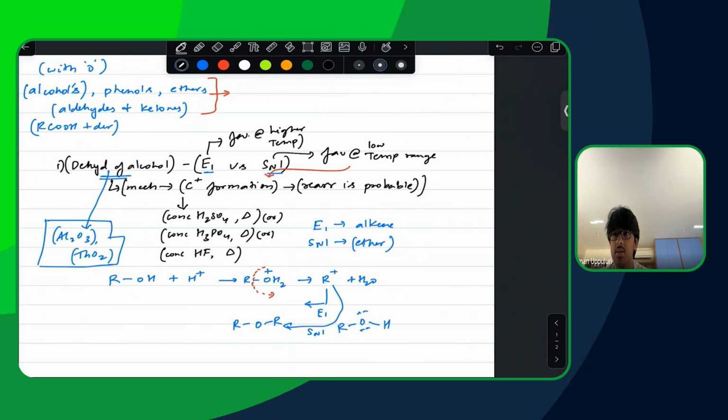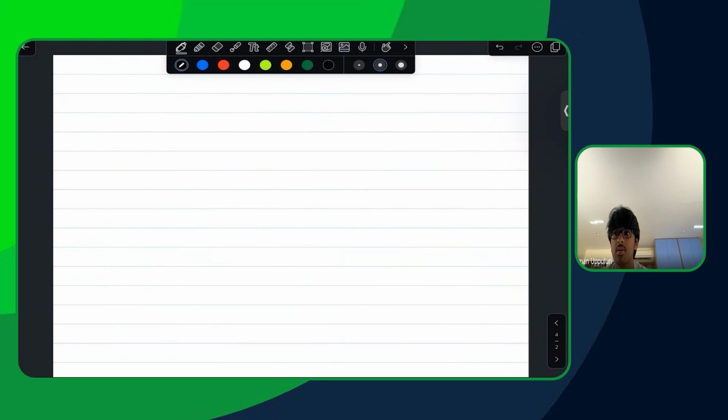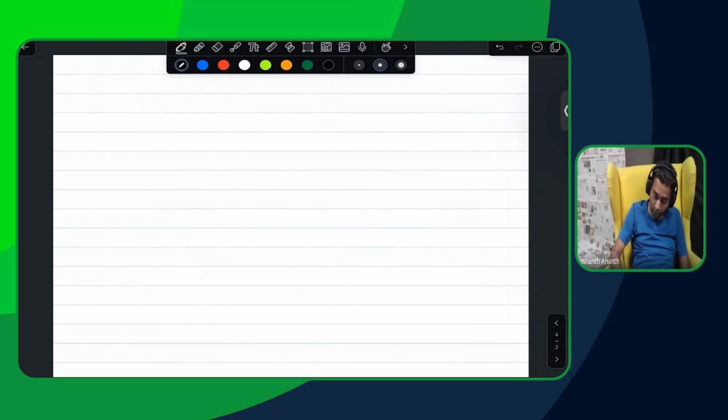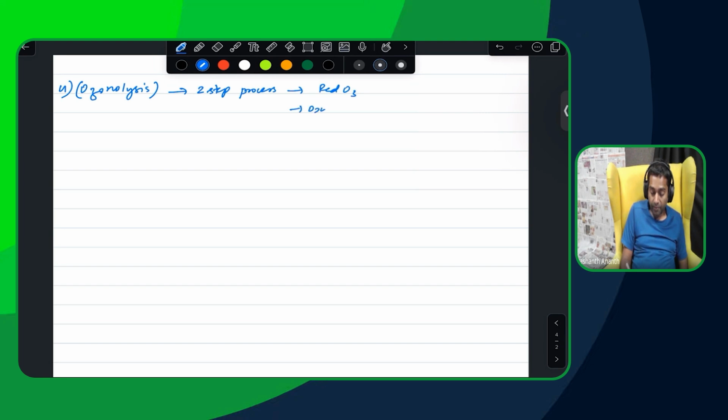Ozonolysis maybe. Good. So ozonolysis is a reaction which you're familiar with also. Let's quickly brush through ozonolysis. Ozonolysis is a reaction of alkenes and alkynes. When considering this reaction, you have two steps. Either reductive ozonolysis is possible or oxidative ozonolysis is possible.